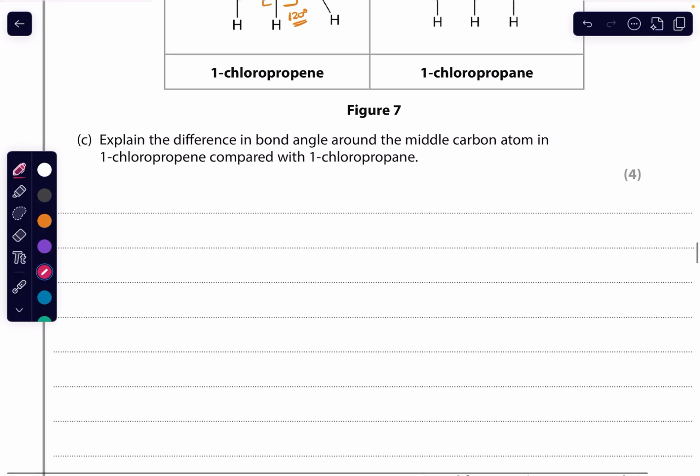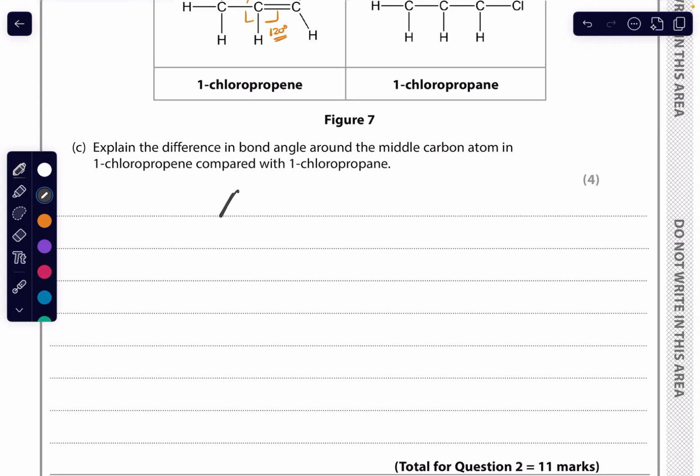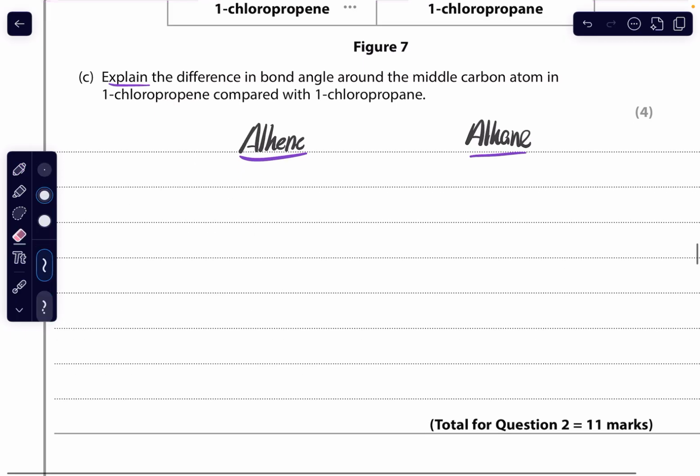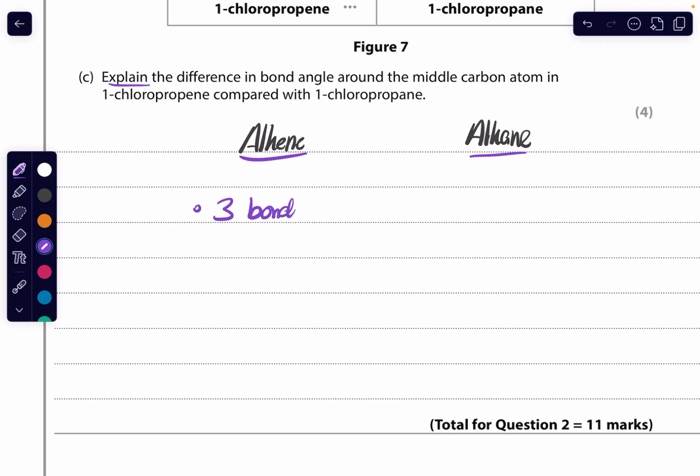Let me show you how I structured my answer. I'll do this in black. So I've got here my alkene, and here I've got my alkane. Again, the question is difficult because they want you to explain the difference. So for our alkene, I've done something that looks like this. It's got 3 bonding regions. And this one had 4 bonding regions. I know it's not compare, but it is easier to do this way. It's got 4 bonding regions.